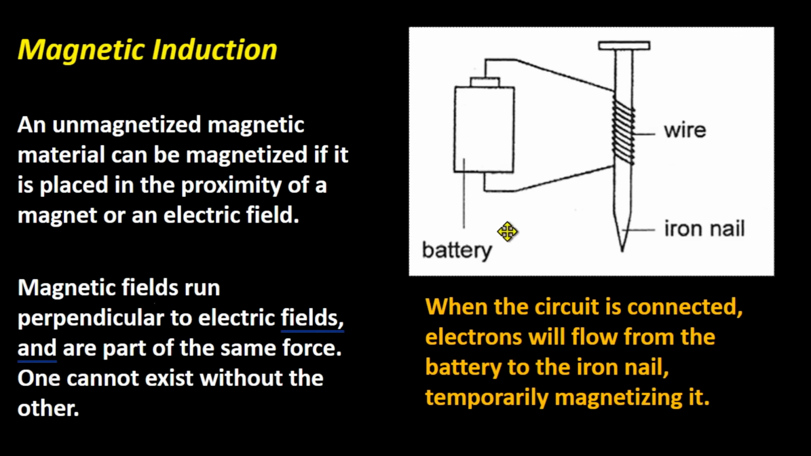So in this particular example here, we have the battery, and the battery is providing current, and the current is flowing into the conducting iron nail. Remember, iron is a temporary magnet. So when the circuit is connected, the electrons will flow from the battery to the iron nail, which will temporarily magnetize it.